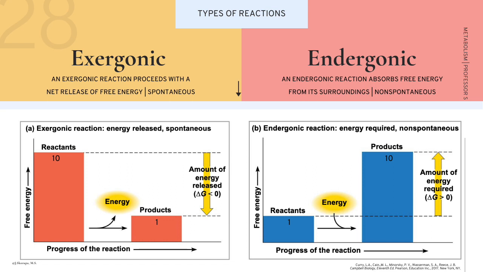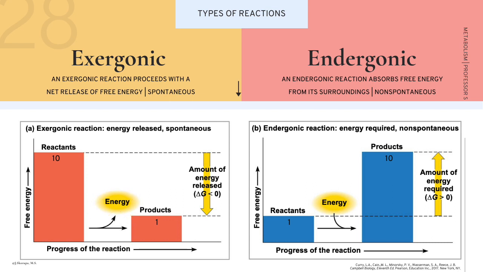They have a higher G than the products. So where does that energy go? We know from the first law of thermodynamics that energy can't be created or destroyed. It can only be transferred or transformed. Here, the energy is lost to the surroundings, probably as heat.